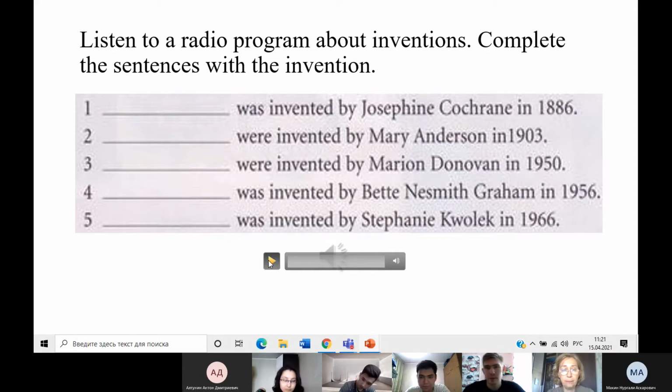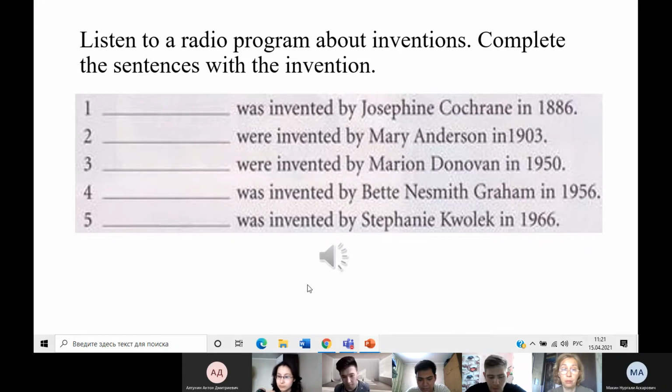Скажите мне, слышно или нет? Нет. Слышно? Не слышно. Нет. А вот сейчас слышно, это звук у вас от динамика или это проигрывается? Я с компьютера включила. А, вот слышно.